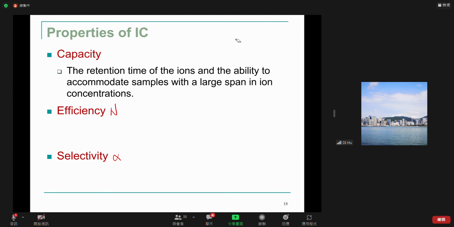So we talk about capacity. Capacity is the retention time of the ions and the ability to accommodate samples with a large span in ion concentration. So that's a key value. We talk about that one. Capacity also relates to the number of functional groups. So the more sites available on the stationary phase, the larger the sample you can handle.